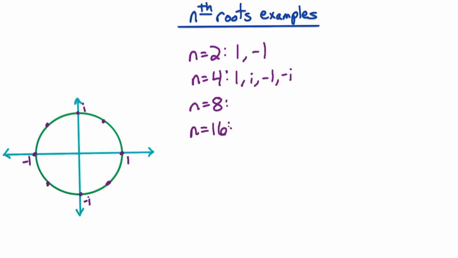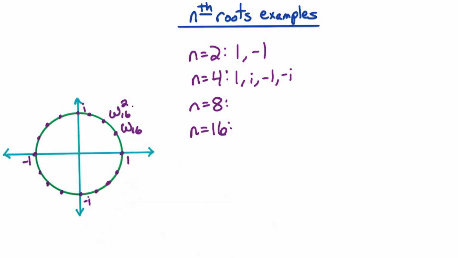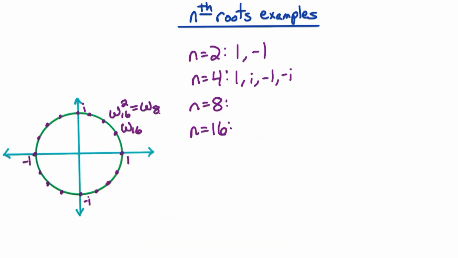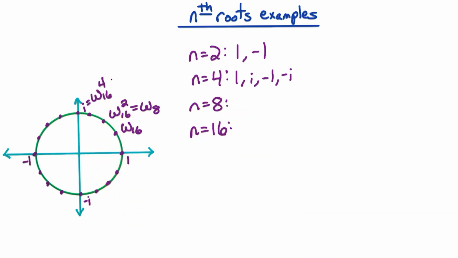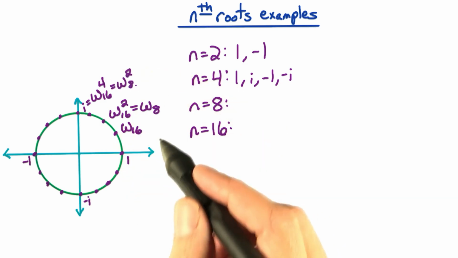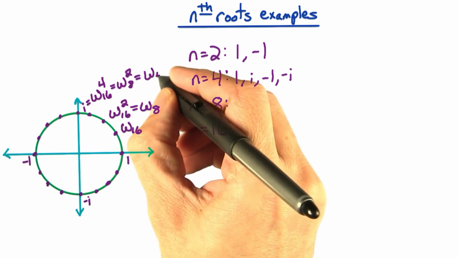And then how do we get the points for n equals 16? We further subdivide. So this corresponds to omega sub 16. The next one is omega sub 16 squared. And notice that it's also omega sub 8. It's the first one of the 8th roots of unity. And this point i is omega sub 16 to the 4th power. It's also omega sub 8 squared. It's the second one of the 8th roots. And it's the first of the 4th roots.